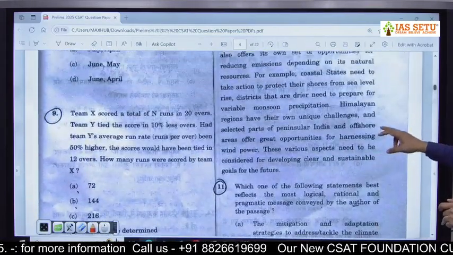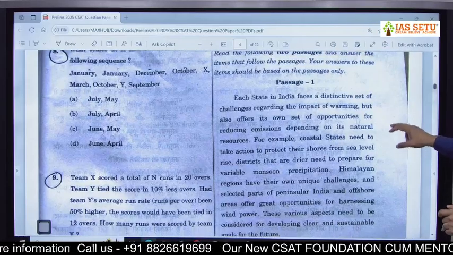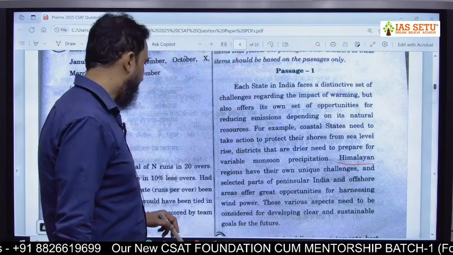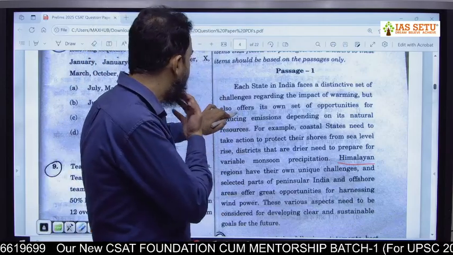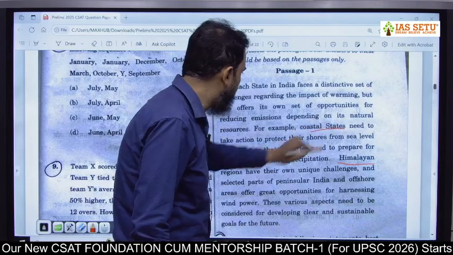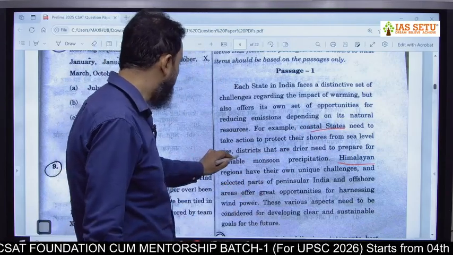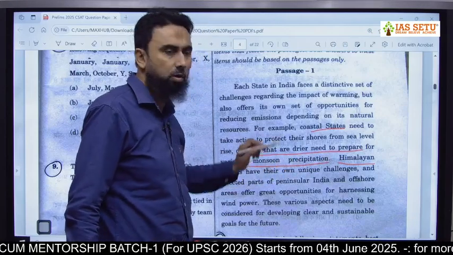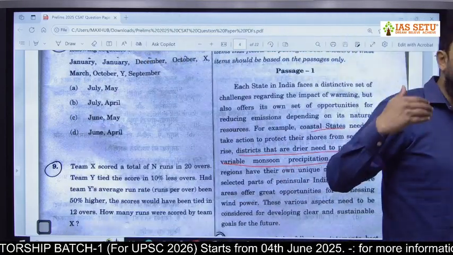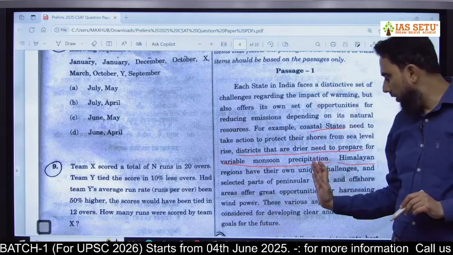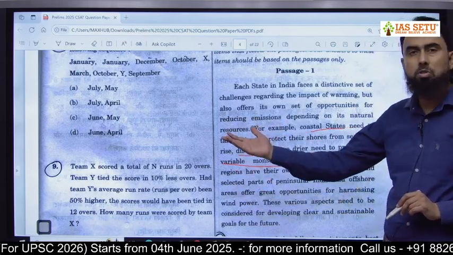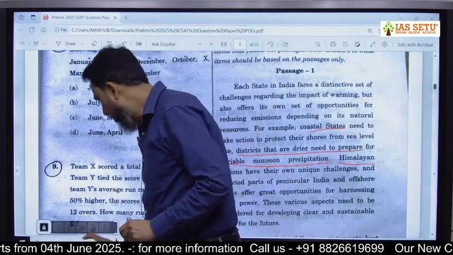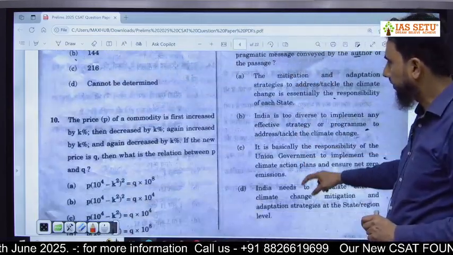So do we have the data support for this? I'll show you. It has mentioned Himalayan. It has mentioned the coastal areas, for example, coastal states. But the author has also mentioned here districts that are drier need to prepare for variable monsoon precipitation. Similarly, will it be more serious? Will the problem in mountainous and coastal regions be much more serious than in the areas of deserts or not? We don't have the data for that. So that claim is incorrect.